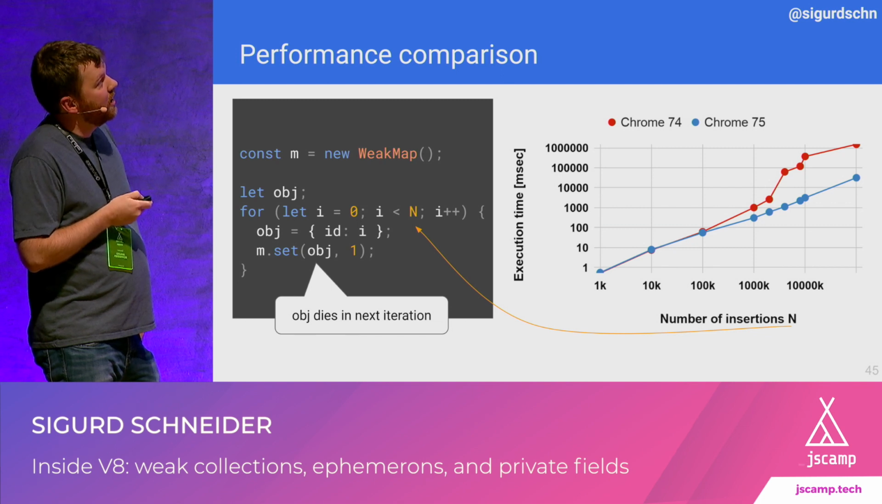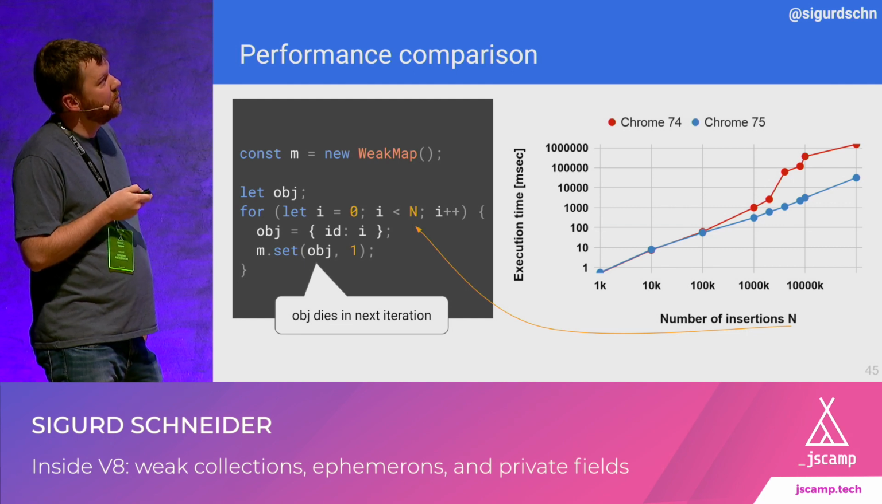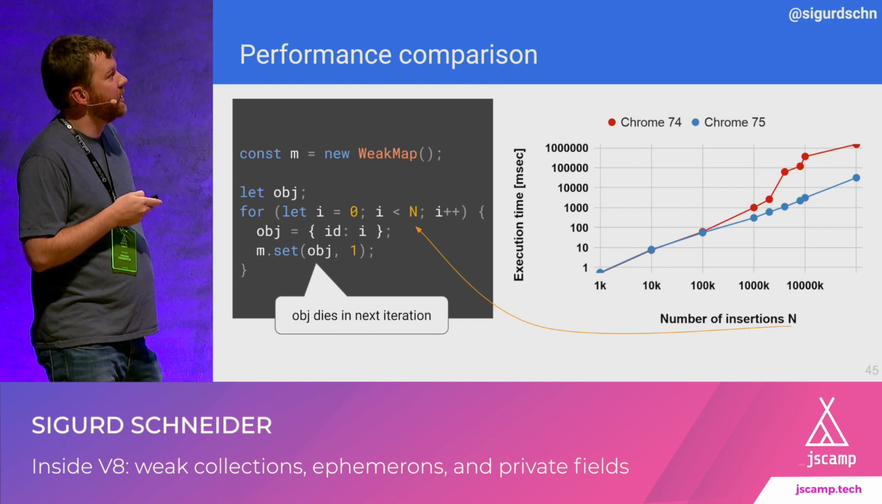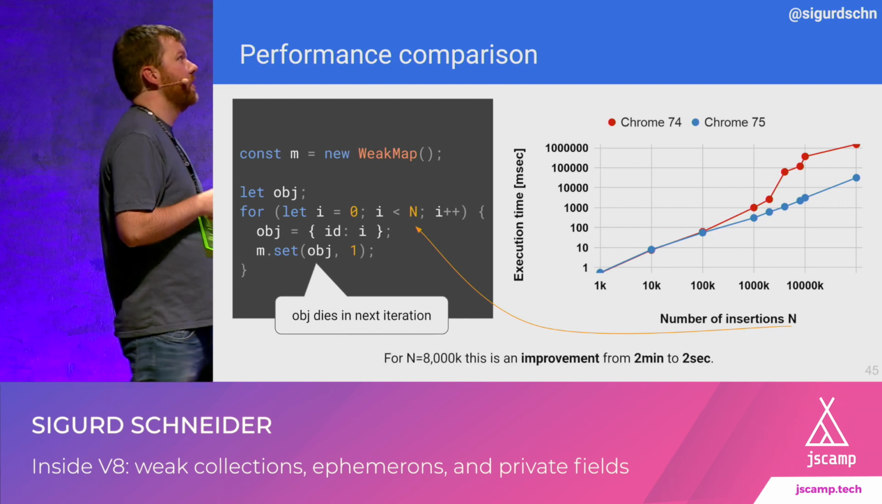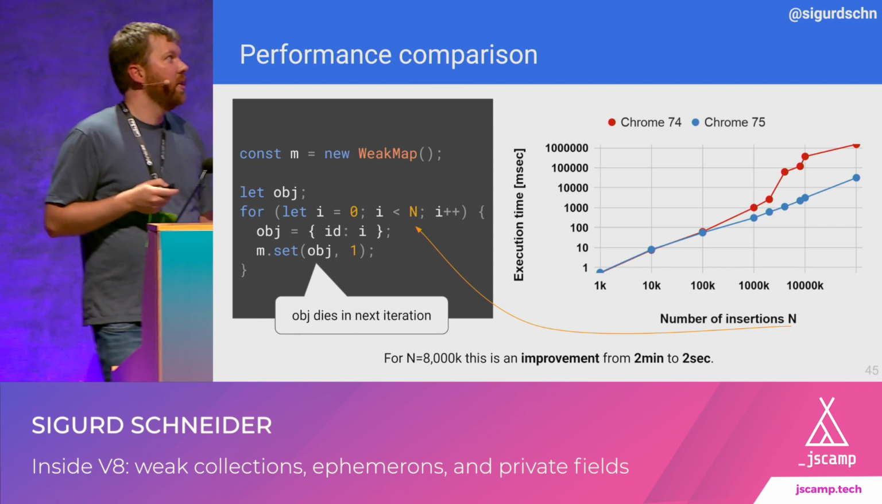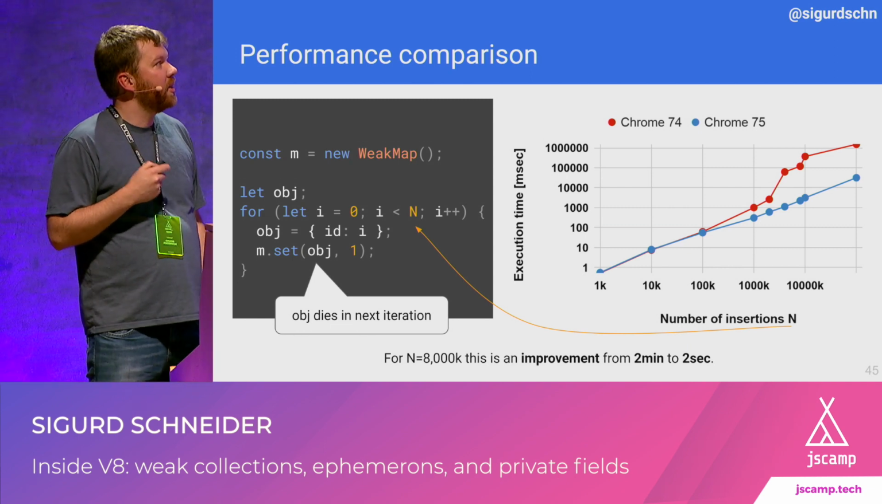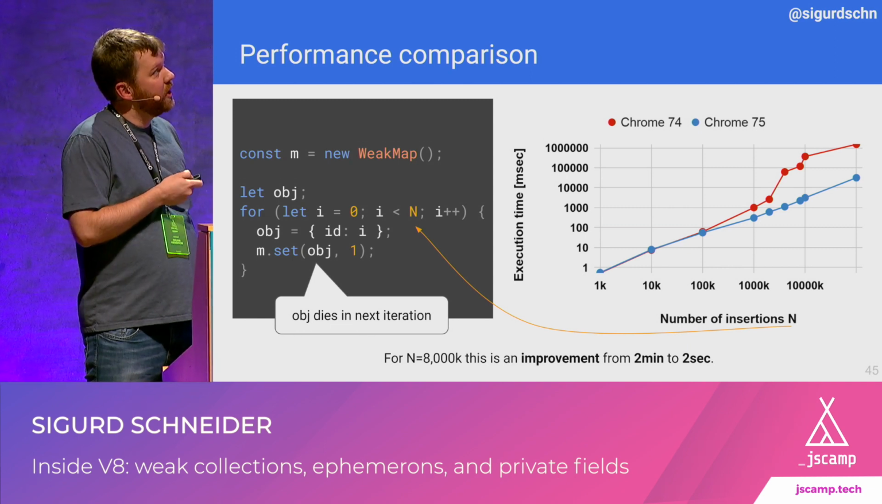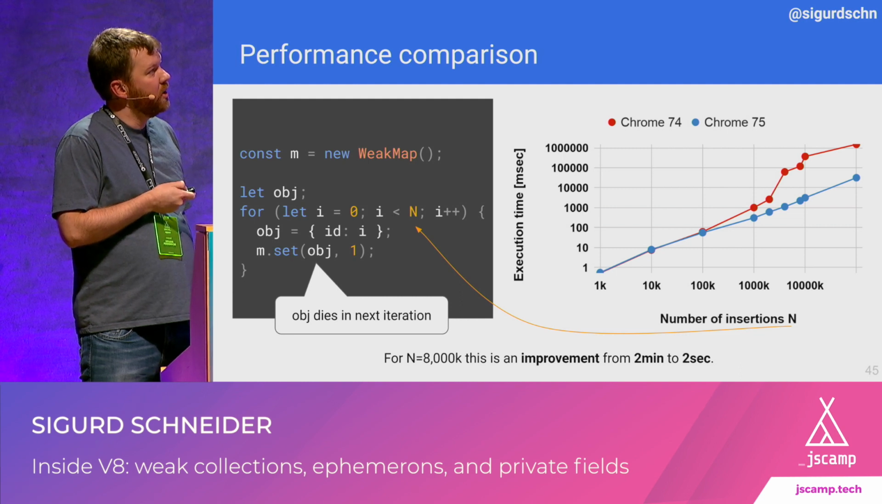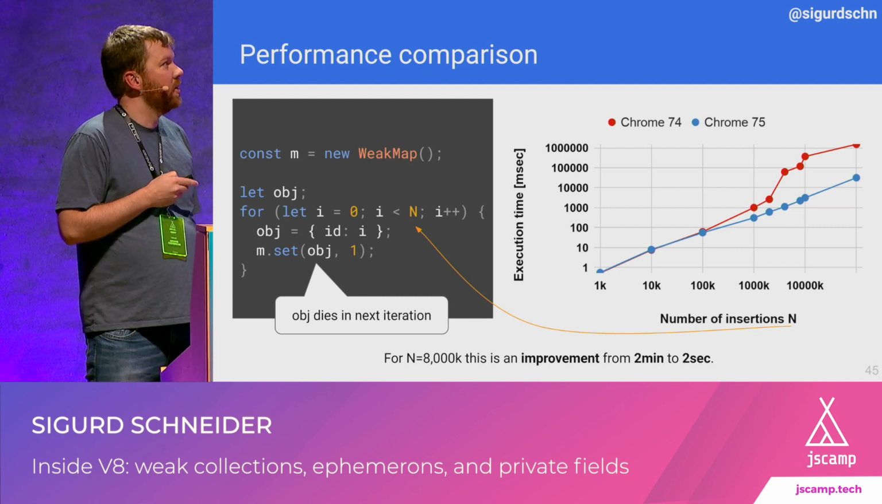Then you see that at 100,000 objects, the old implementation got slower, and then somewhere between 1 and 10 million objects, things really went bad. And introducing this new set, the old weak maps with young keys set, improved the benchmark at the point of 8 million from 2 minutes to 2 seconds.